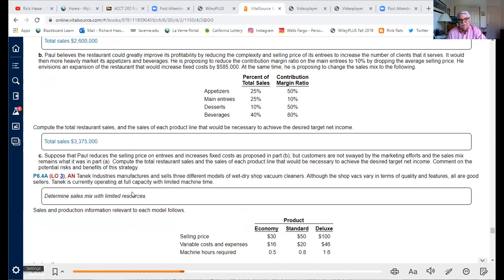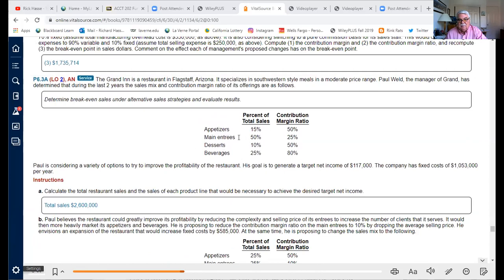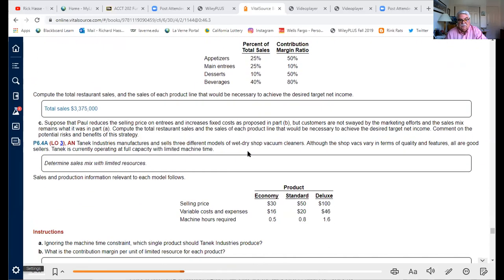In part C, it says, suppose the manager, Paul, reduces the selling price on entrees and increases fixed cost as proposed in part B, but customers are not swayed by the marketing efforts and the sales mix remains that as in part A. Let's say by doing these adjustments in part B, nothing happens and it's still the same as in part A. That's what they're saying.